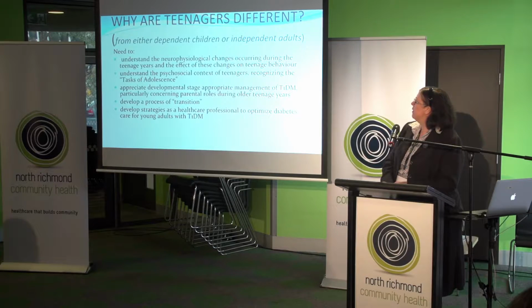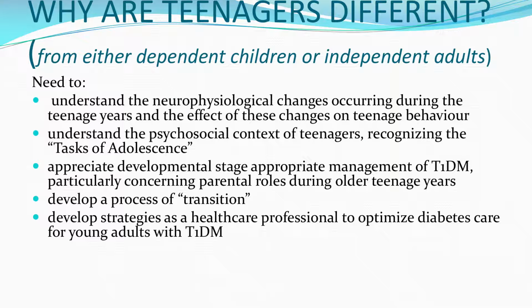So why are they different? They're neither dependent children nor independent adults. There's a lot happening in the frontal lobe in teenagers, and these affect their behaviour. You need to understand the psychosocial context of teenagers, recognising the tasks of adolescence, which I'll go through, and have a developmental stage appropriate management of type 1 diabetes, their nutrition, their oral health, etc.